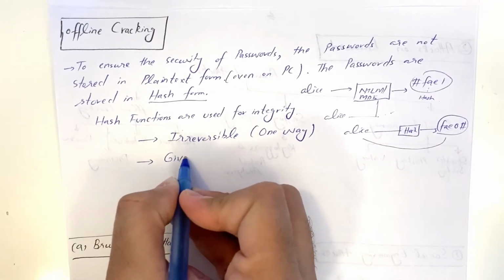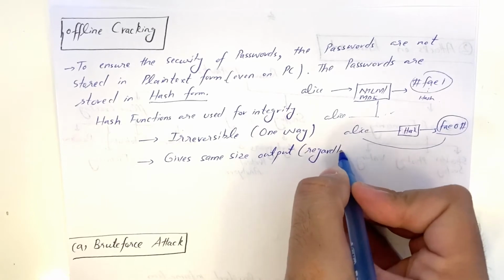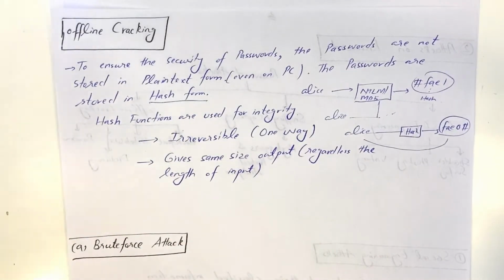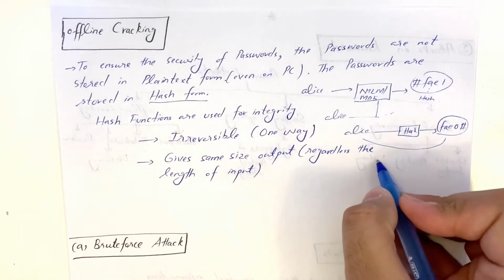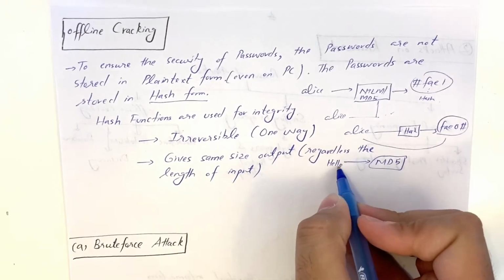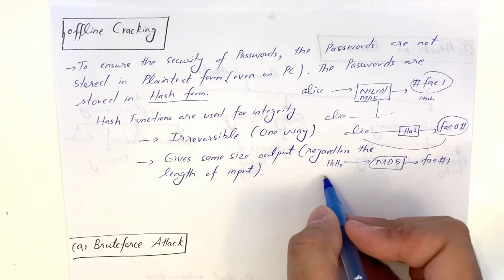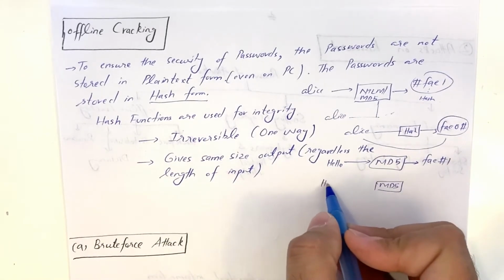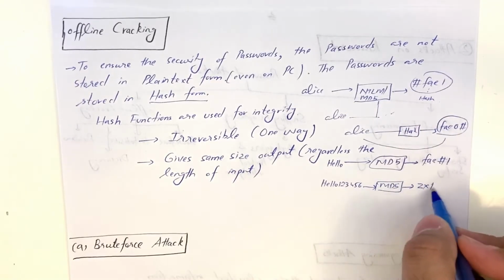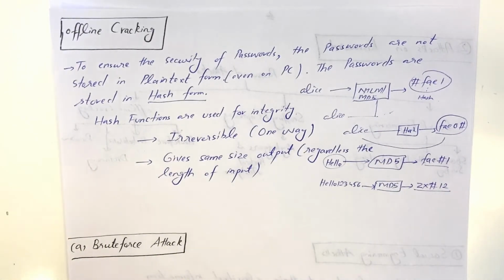Second, it gives the same size output regardless of the length of the input. Whatever the size of your input is, you will get the same size hash value. For example, let's say you use MD5 for hashing. If you calculate the hash for hello, which has 5 letters, let's say it comes FAE1, for example. If you calculate the hash using the same algorithm for hello1234567, you will get, let's say, ZX12, exactly the same size. The size of the output of hash functions is independent of the input.